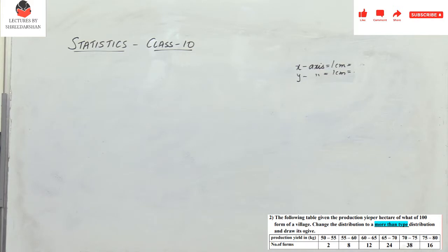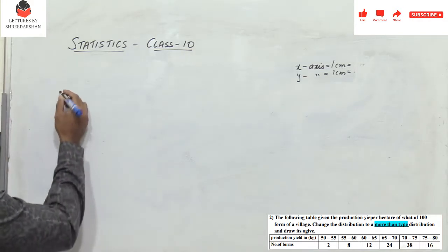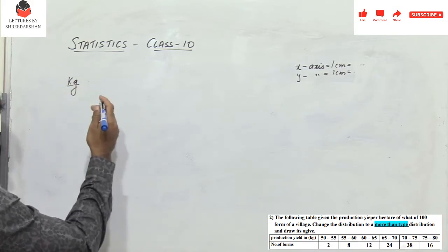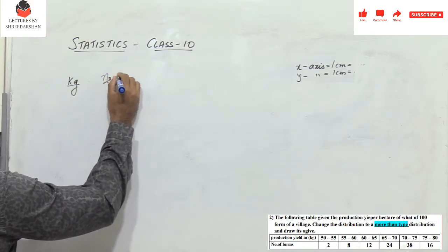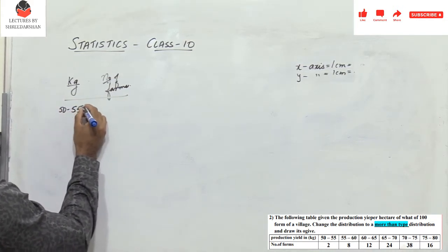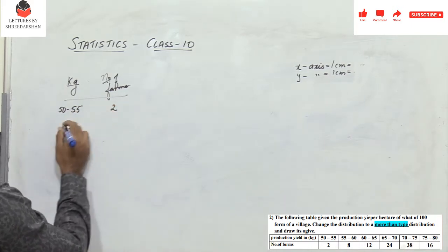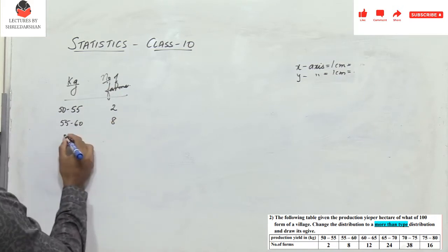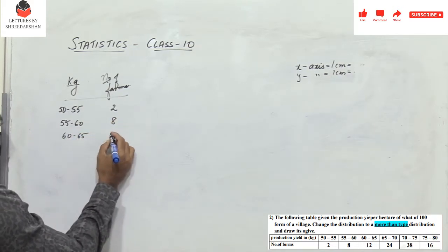So given the production yield per hectare of 100 farms of a village, draw a more than type ogive. So we have the production yield in kgs, and then you have the number of farms, right? So if the production yield is 50 to 55, the number of farms is 2, and then 55 to 60, it is 8, 60 to 65, it is 12.